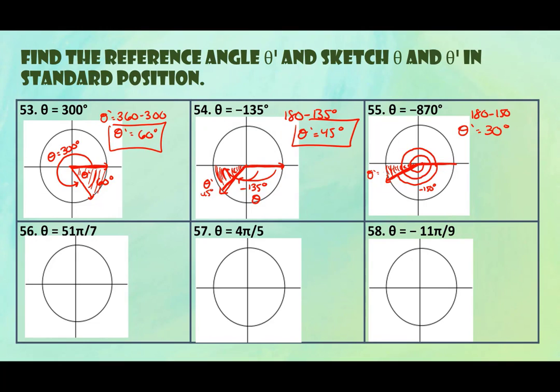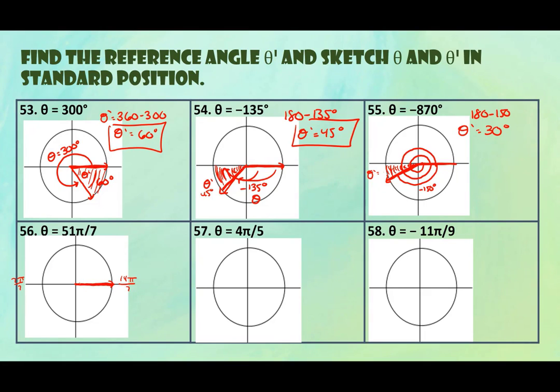Okay? So 56, we have 51 pi over 7. Now this is where it starts getting a little crazy because I know you guys don't like radians. So what we're going to do is we are going to graph this. So we have 51 pi over 7. So before we do this, I do want to point out that this right here is 7 pi over 7, and this would be 14 pi over 7. Okay? Because this would be pi, and that would be 2 pi.